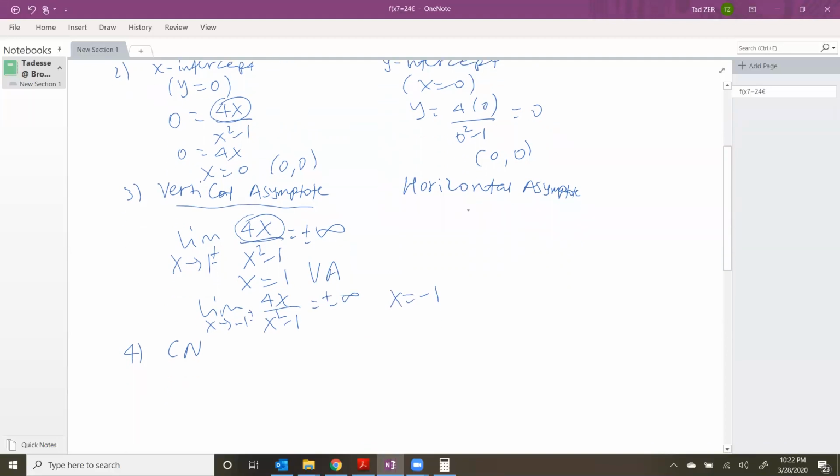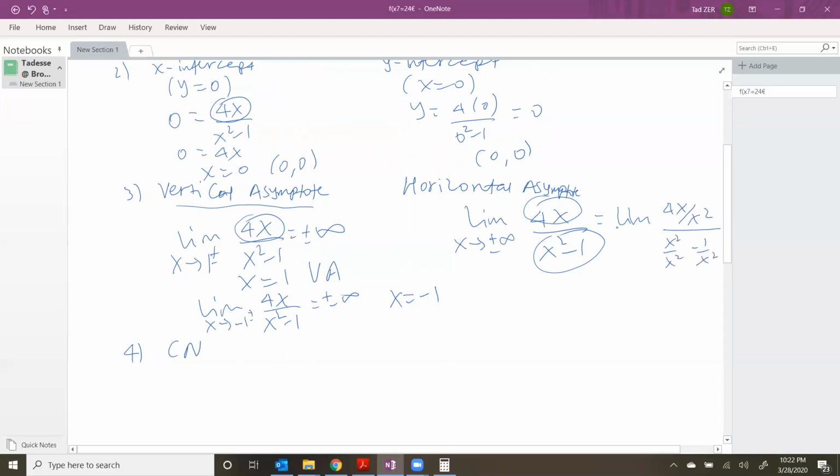So how do you find the horizontal asymptote? You simply find the limit of the function as x approaches plus infinity and minus infinity, which we call the end behavior. This is just a rational function. So if you want to find the limit at infinity, just divide the numerator and the denominator by the term with the highest exponent, in this case x squared. That gives you the limit of 4x over x squared divided by x squared over x squared minus 1 over x squared, as x goes to plus or minus infinity.